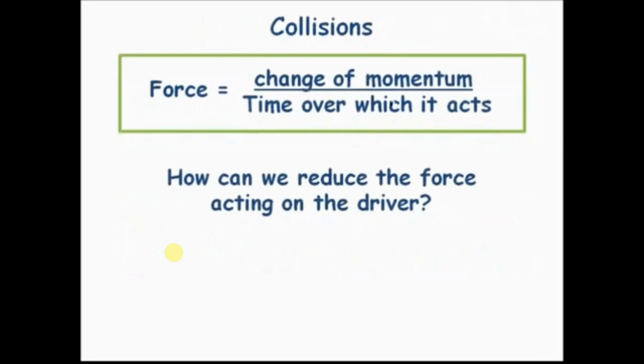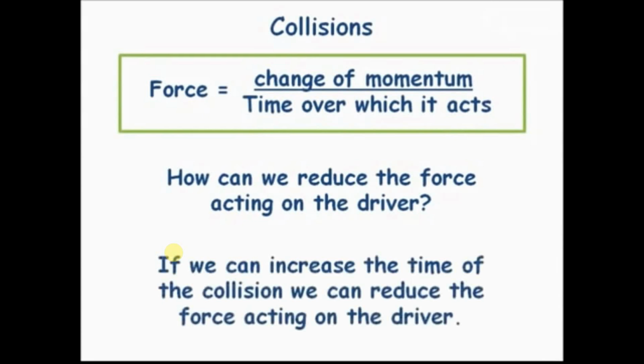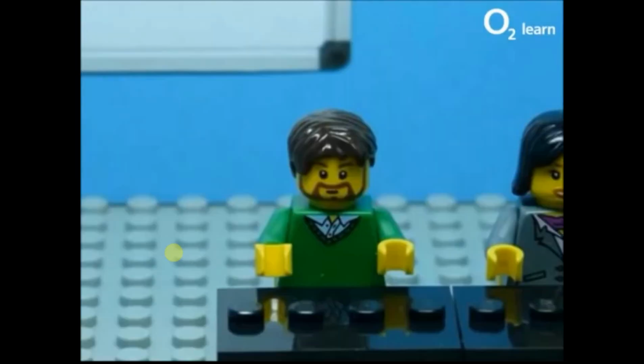Now we can use this formula to see how we can reduce the force on the driver. Because the change of momentum will be the same for any specific collision, if we increase the time, it will make the force smaller. Now we can put this theory into practice by looking at crumple zones in a real collision.